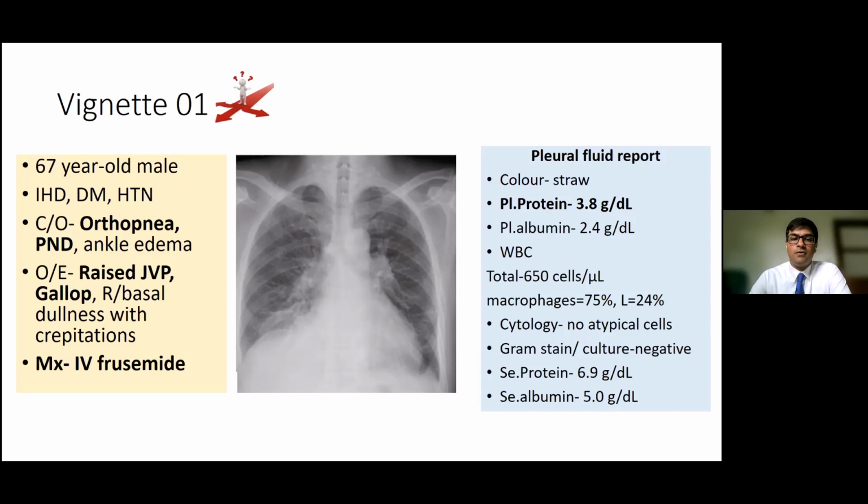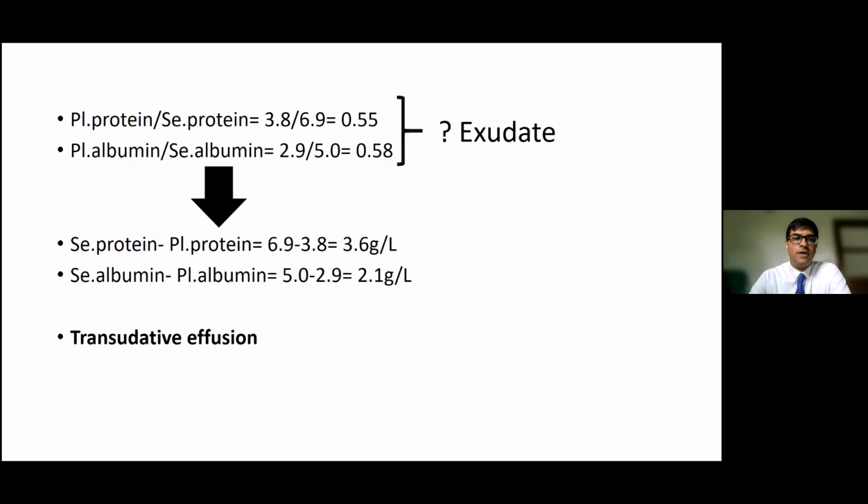However, on clinical background, one can argue that this cannot be an exudative effusion. So in such patients, you have to apply the Light's criteria first. In this patient, Light's criteria show that it is a marginal exudate. However, if you apply the serum protein to pleural protein gradient, it is more than 3.1. So it's a transudative effusion.